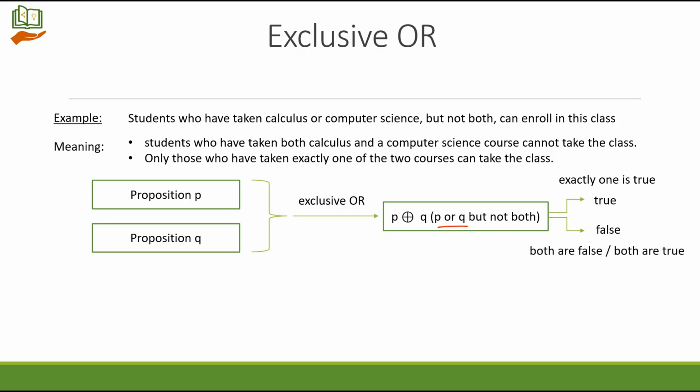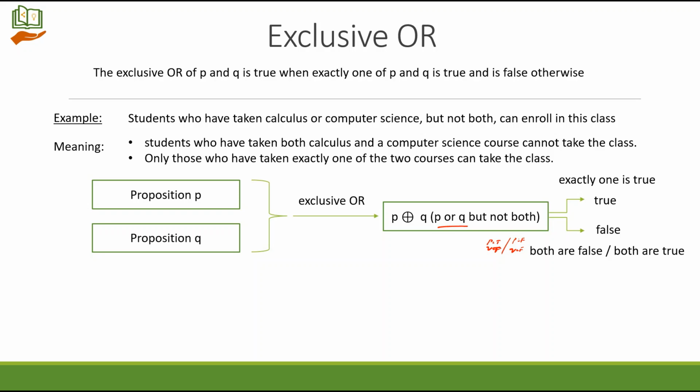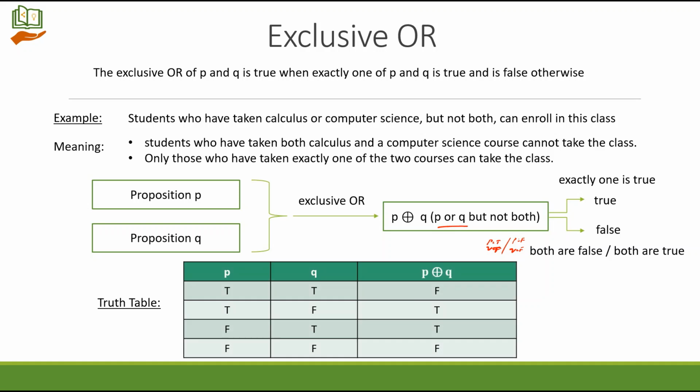When both are false or when both are true, it means when P is equal to T, Q is equal to T, or when P is equal to false and Q is equal to false, it will give you false. The exclusive OR of P and Q is true when exactly one of P and Q is true and is false otherwise. Now let's see the truth table of exclusive OR.